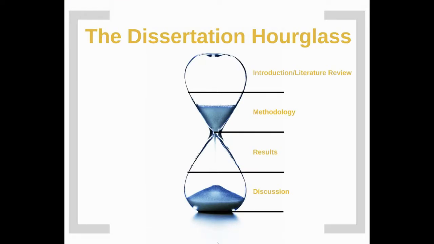I really see the dissertation as kind of an hourglass. Up top there's an introduction and literature review, often in two different chapters. Then there's the methodology, results, and discussion chapter. I'm violating my rule a little bit, because typically I say to go for the methodology first, but in keeping with what schools typically do, here's the introduction and lit review.